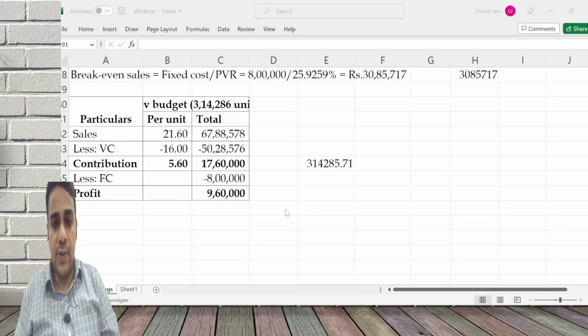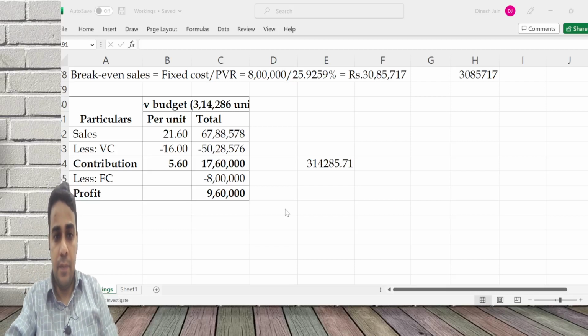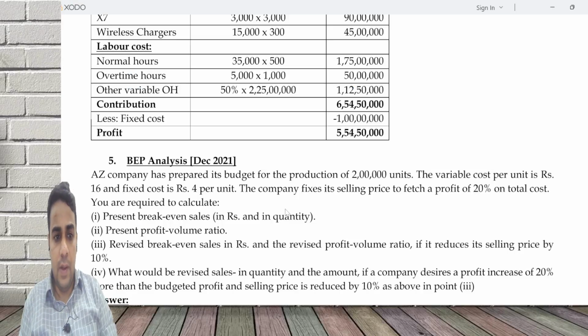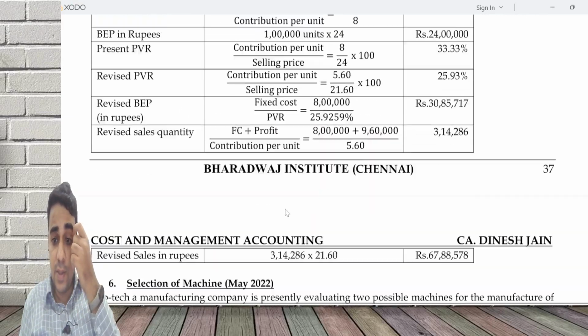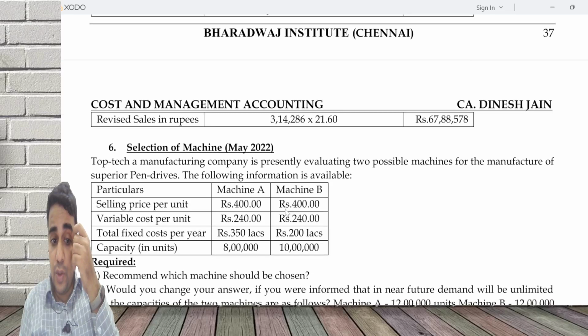Let me know if there are any doubts here. I hope this is clear. Let's do the last question in marginal costing. Go through question 6.